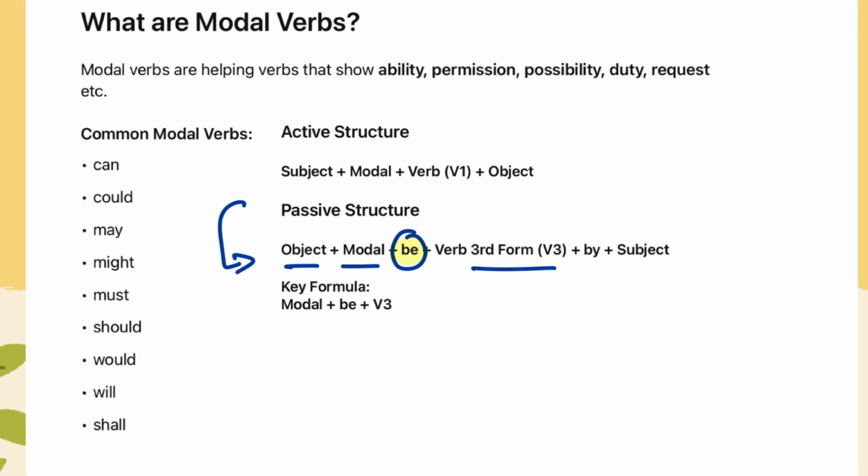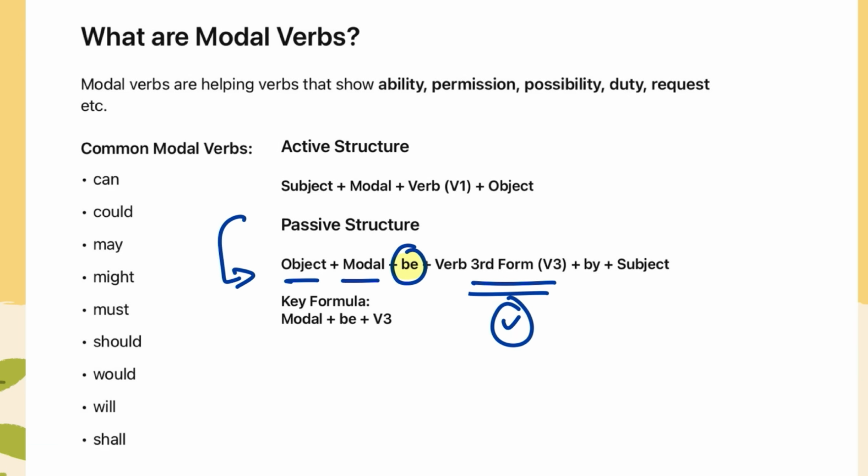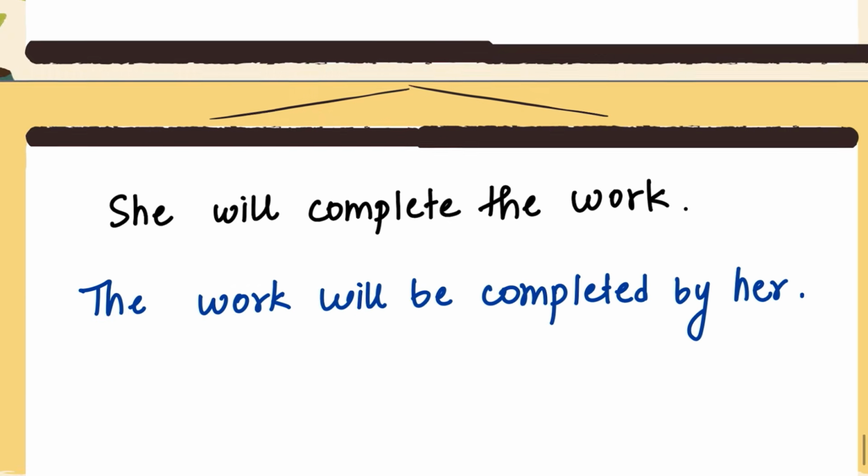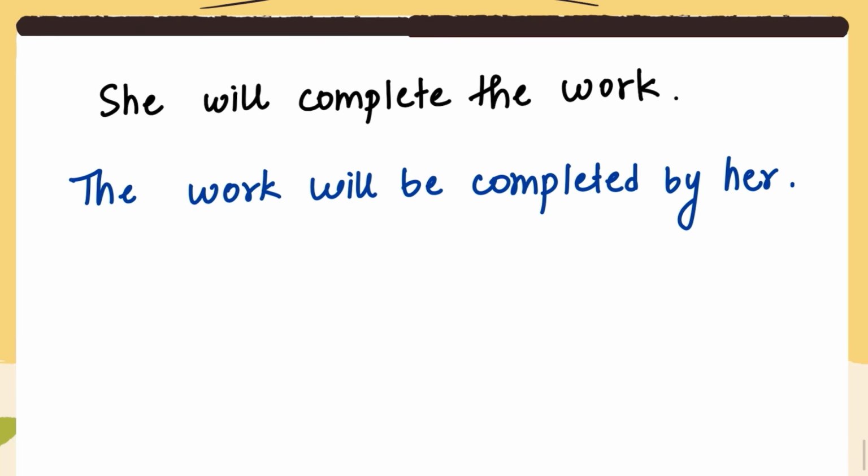The third form of the verb is mandatory. So it's simple to write. For modal verbs, you will be writing be. Let's move on to an example. She will complete the work. The work will be completed by her.